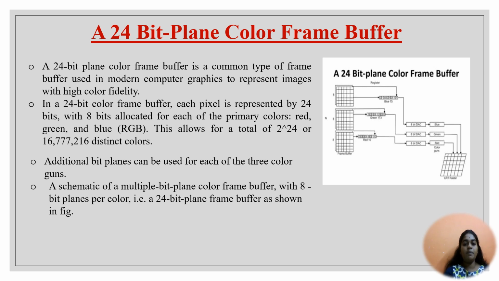A 24-bit plane color frame buffer. A 24-bit plane color frame buffer is a common type of frame buffer that is used in modern computer graphics to represent images with high color fidelity. In a 24-bit color frame buffer, each pixel is represented by 24 bits with 8 bits allocated for each primary color, that is red, green, and blue. This allows for a total of 2 power 24, or about 16 million distinct colors.